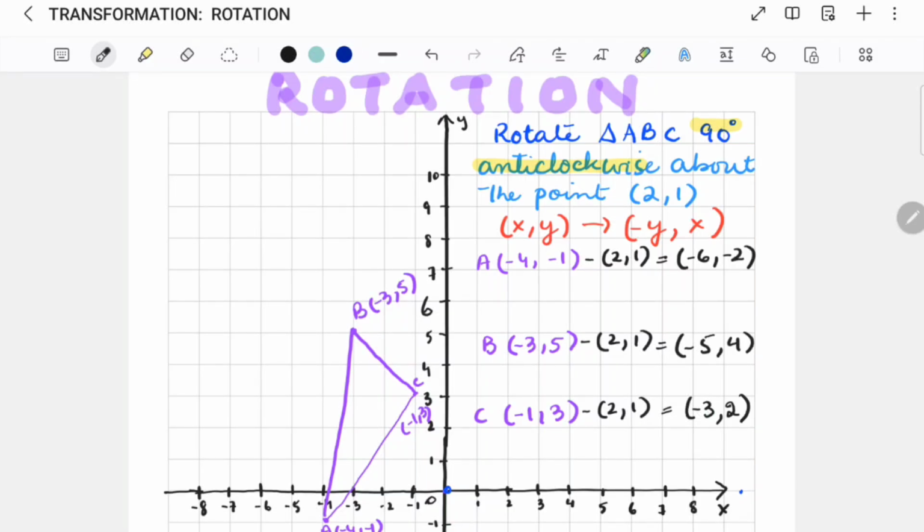So the first step you have done, you have subtracted the center. Now apply the rule. What is the rule? This is your rule: x, y will become minus y, x. You only have to change the sign of y and swap their positions.